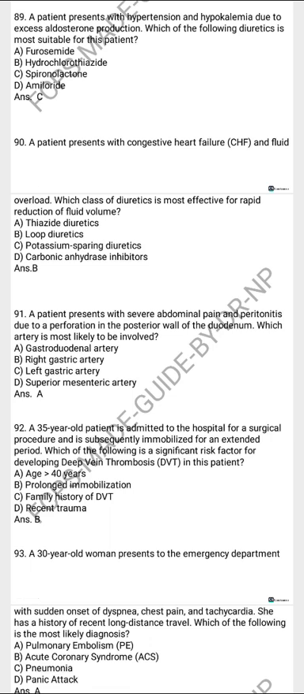A patient presents with severe abdominal pain and peritonitis due to perforation in the posterior wall of the duodenum. Which artery is most likely to be involved? The gastroduodenal artery. A 35-year-old patient is admitted to the hospital for a surgical procedure and is subsequently immobilized for an extended period. Which of the following is a significant risk factor for developing DVT? That is prolonged immobilization.